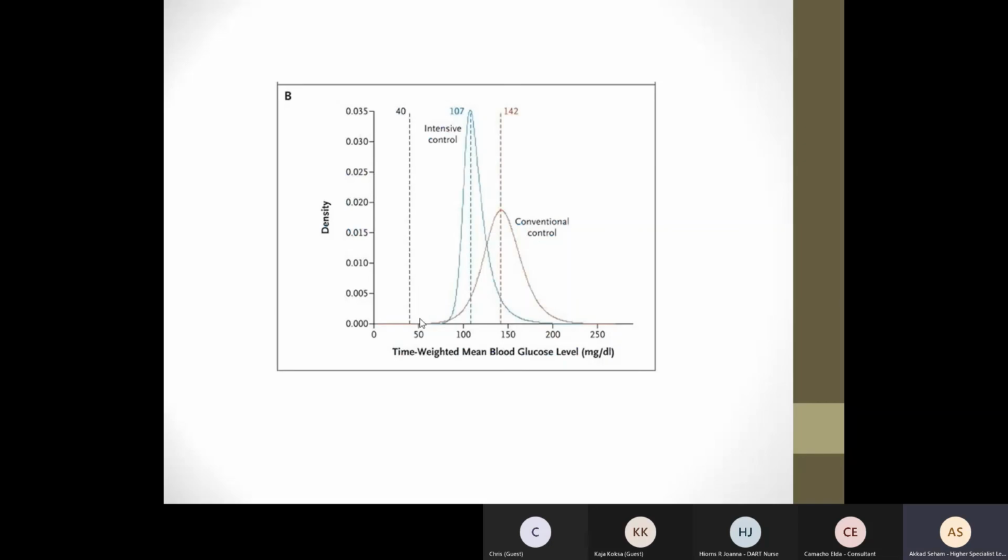And then here again, this is another picture which shows exactly the same thing. The intensive control had a much tighter control over their glucose levels compared to the conventional control group, which is what is expected. And of course, the mean is lower in the intensive control group than the conventional control group.